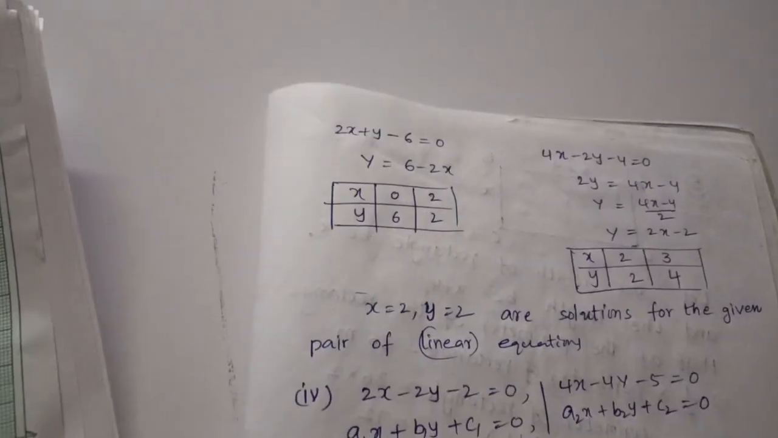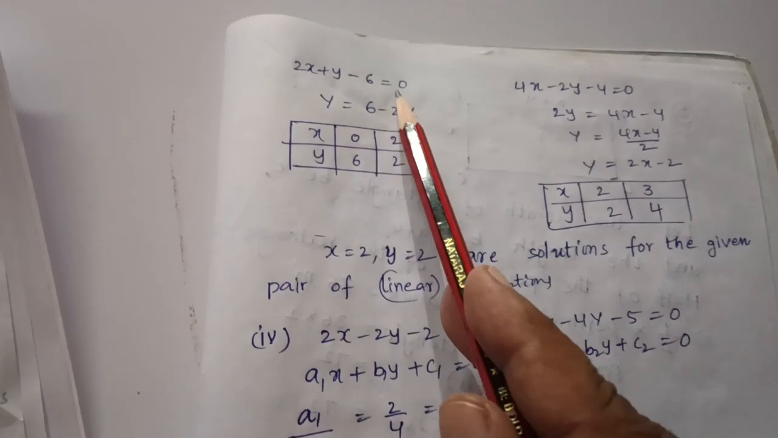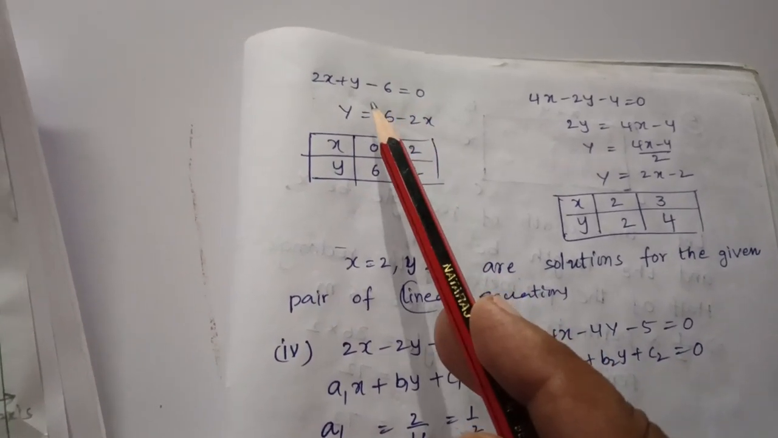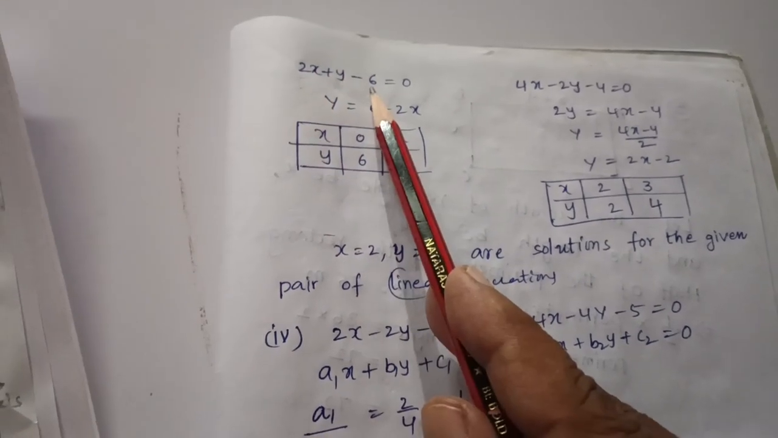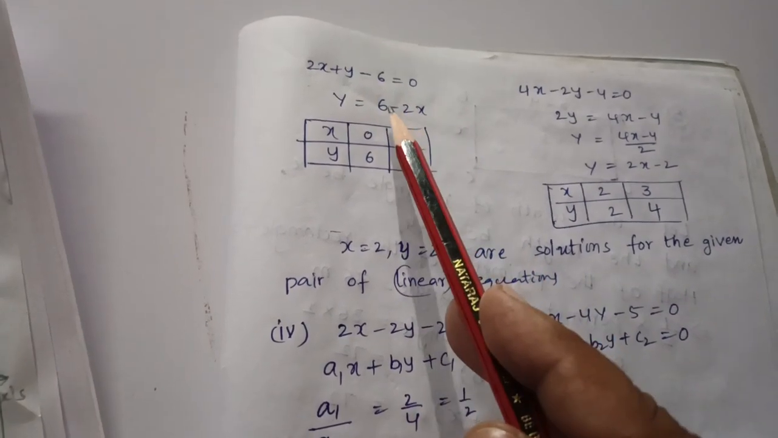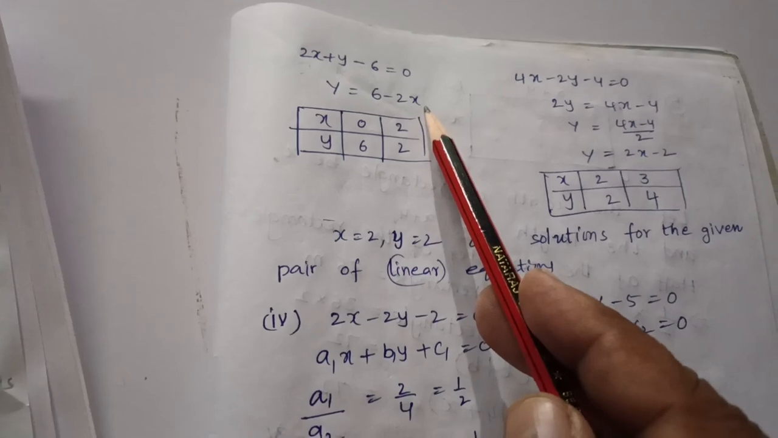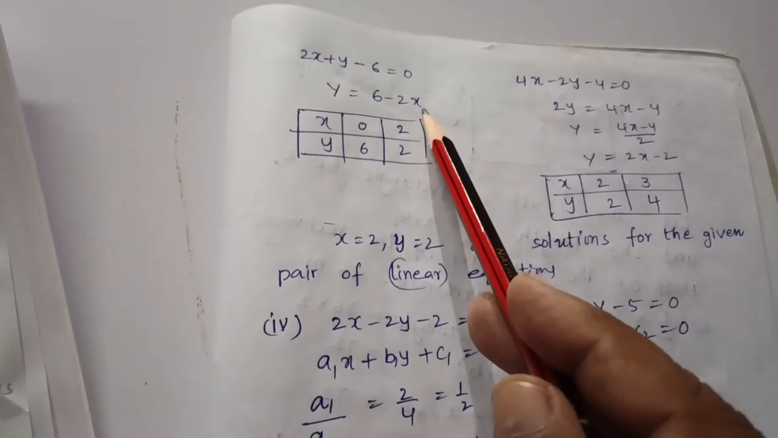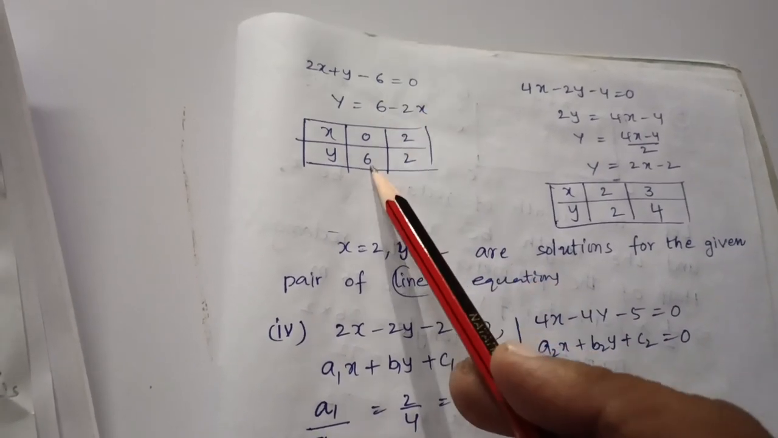So consistent lines, show graphically. First, 2x plus y minus 6 equals 0. Now place y on the left-hand side, and transpose the remaining terms to the right-hand side. So minus 6 transposing to RHS becomes plus 6, and plus 2x transposing to RHS becomes minus 2x. Now take the first x value 0: 6 minus 2 into 0 is 0. So the y value is 6.